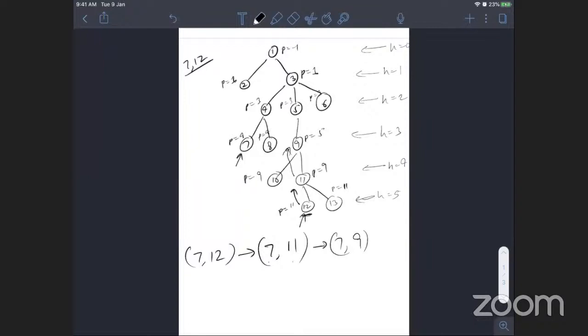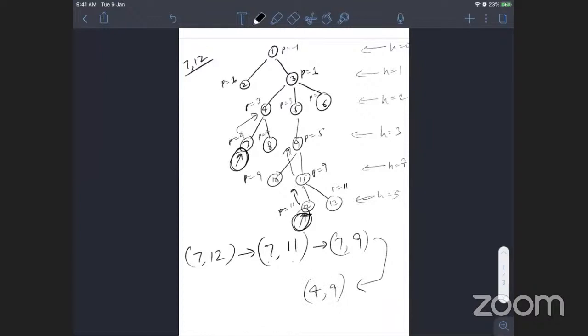Let's say, because both heights are equal, 7 is also on height 3 and 9 is also on height 3. So we'll just pick any of them. Let's say we pick 7 and we make 7 climb one step up. So now 7 will go to 4, right? Here. And so it becomes 4 comma 9. So you have these two pointers. One pointer starts at 7, the other pointer starts at 12, and gradually they both move up.